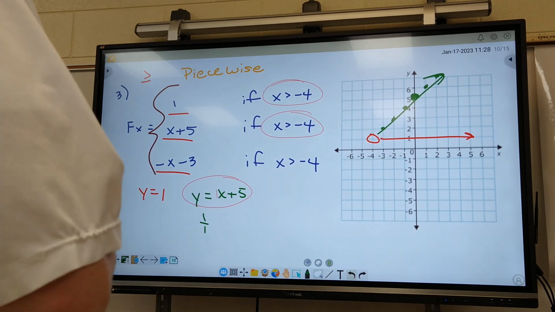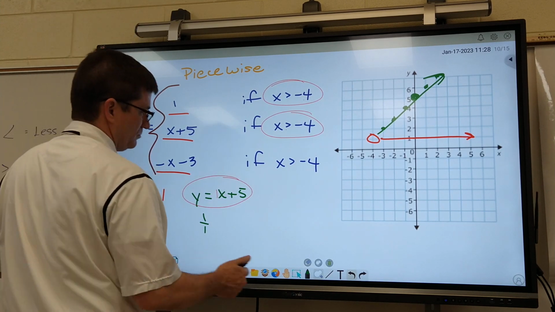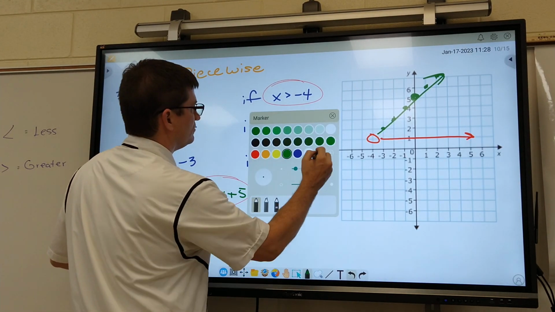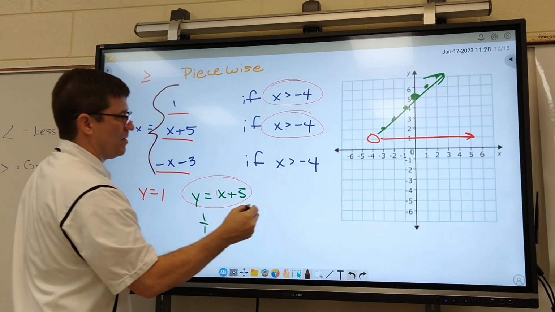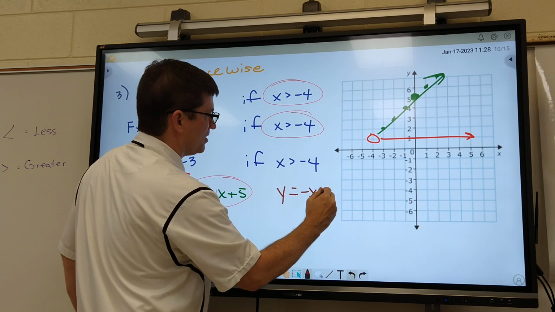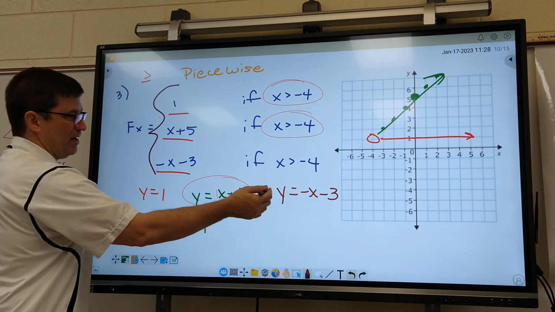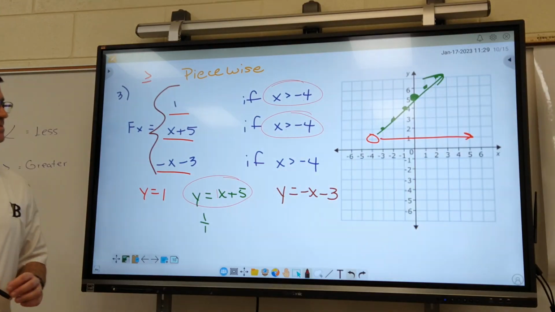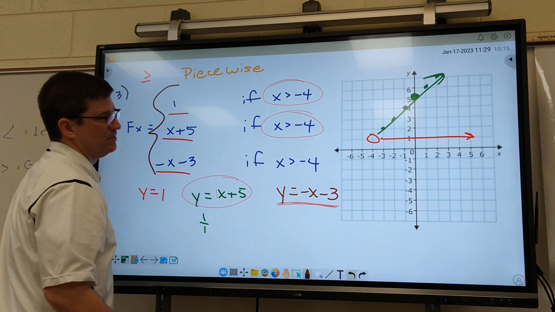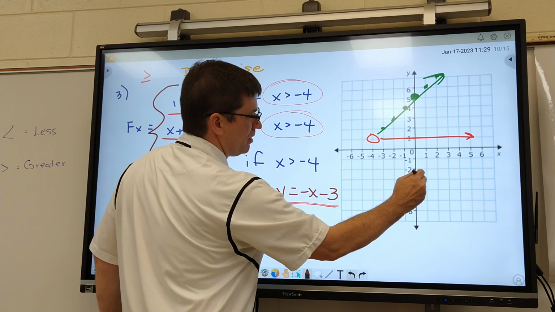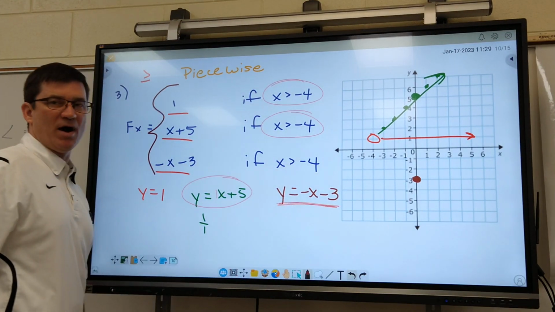All right, so we've got one more line we have to draw. All right, the last one is y equals -x minus 3. Y equals -x minus 3. Now look, I'm writing them down again at the bottom. You don't have to do that. All right, but where do we start this one at? -3. Put a point at -3. That's your y-intercept.